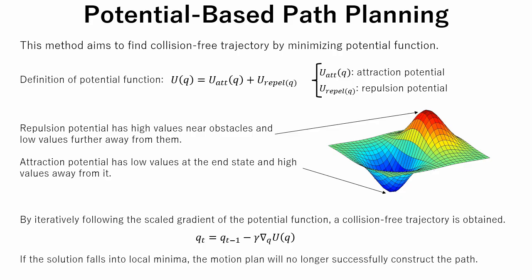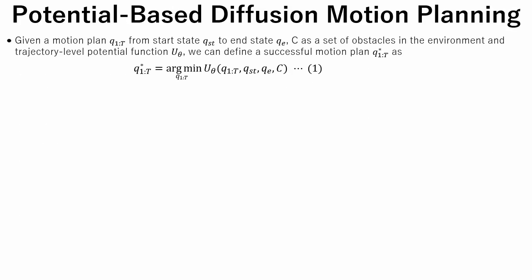As a weakness of this method, if the solution falls into local minima, the motion plan will no longer successfully construct the path. Given a motion plan from start state to end state, a set of obstacles in the environment and trajectory-level potential function, we can define a successful motion plan as described in equation 1.